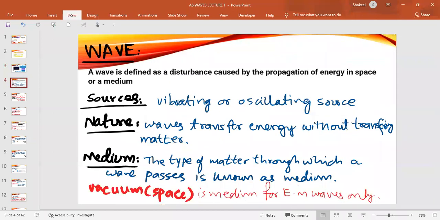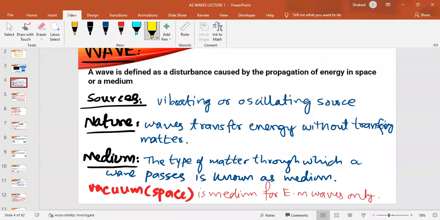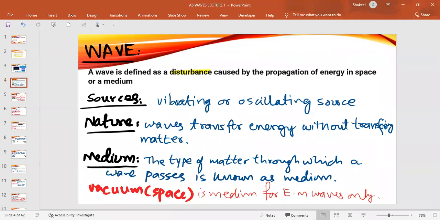So here are the main definitions. A wave is defined as the disturbance caused by the propagation of energy in space or a medium. So this is the valid definition for a wave. What are the sources of the waves? Vibrating or oscillating sources. What is its nature? Waves transfer energy without transferring matter.